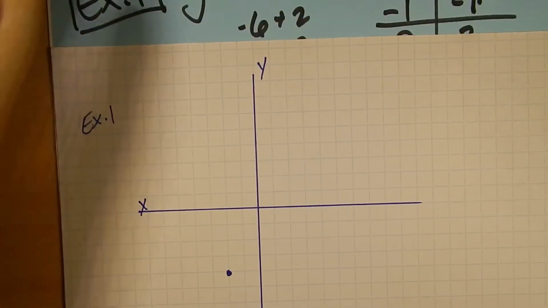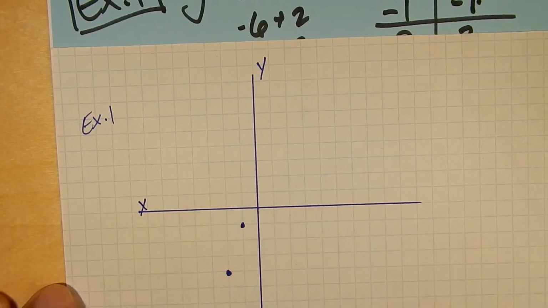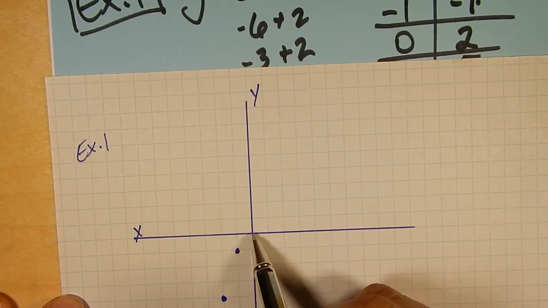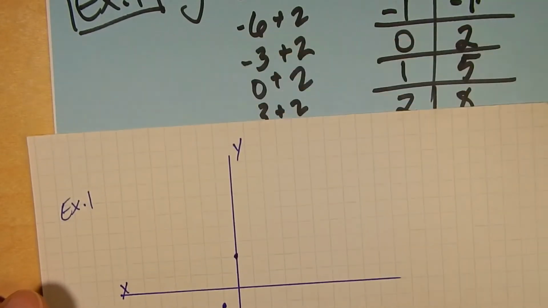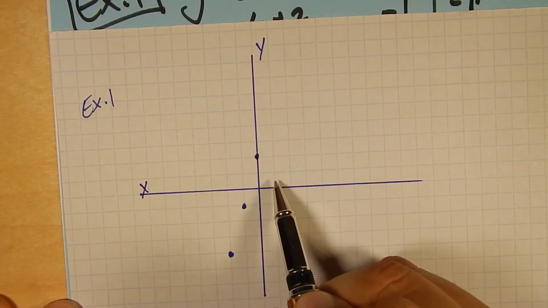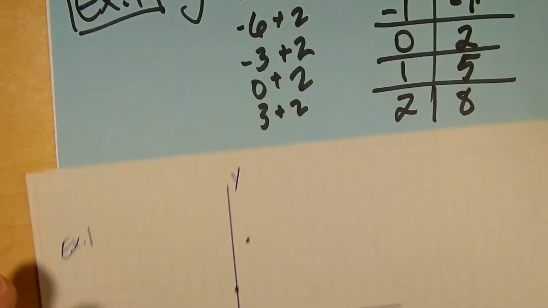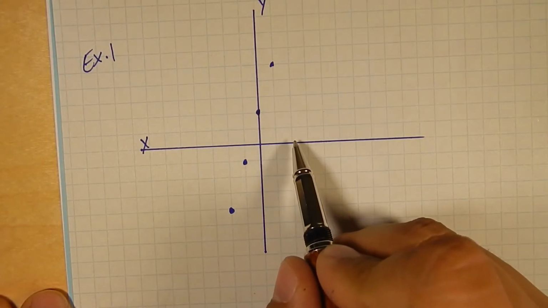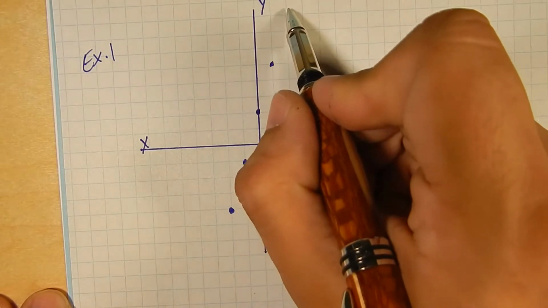The next point is (-1, -1), so we go -1 and down 1. Then we had the point (0, 2), so we don't move left or right, we're just going to go up 2 and make a point. Let's see, (1, 5), so we're going to go over 1, up 5, 3, 4, 5. Then we've got (2, 8). So we're going to go over 2 and then up 8. 1, 2, 3, 4, 5, 6, 7, 8.